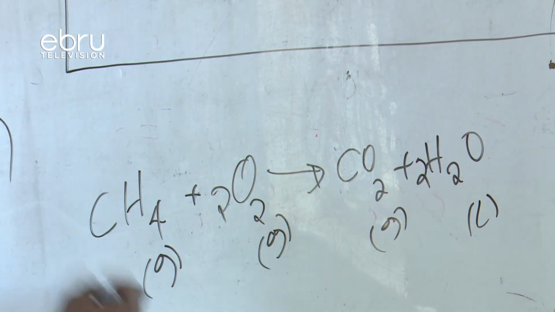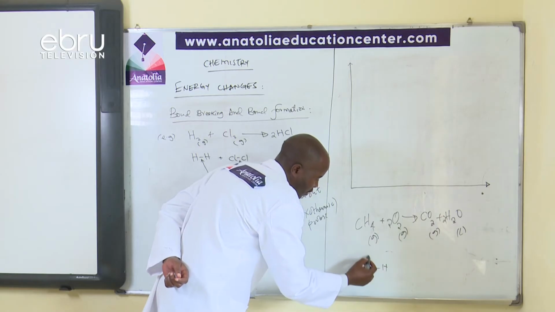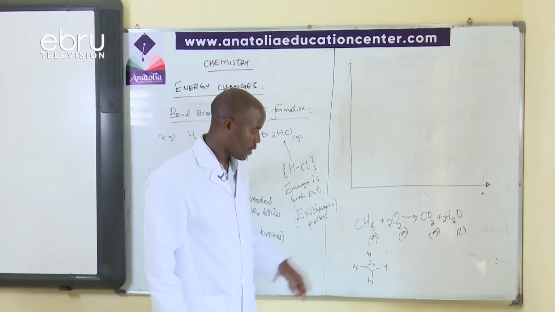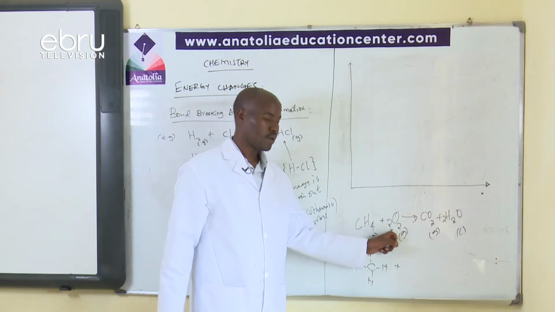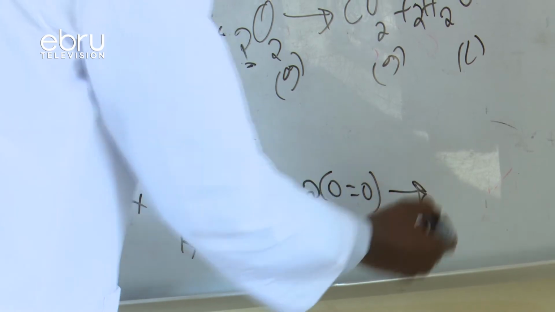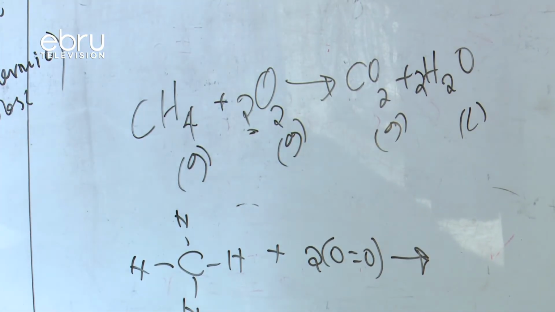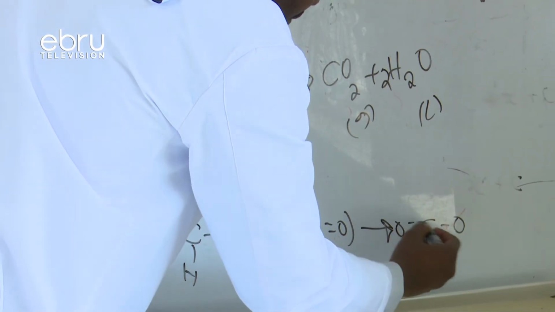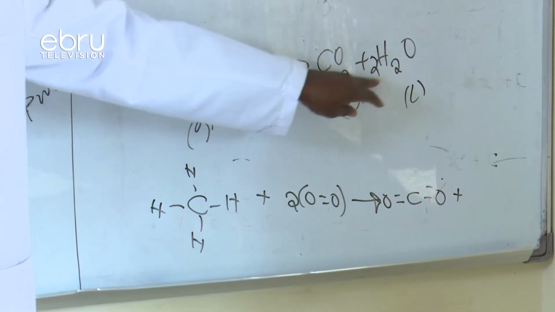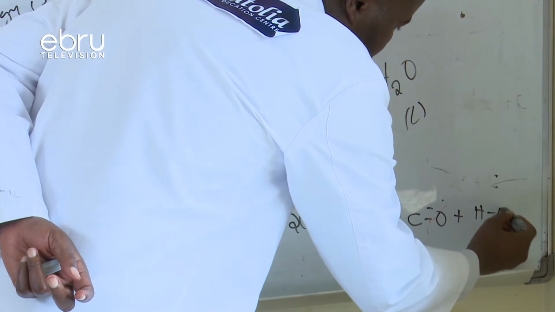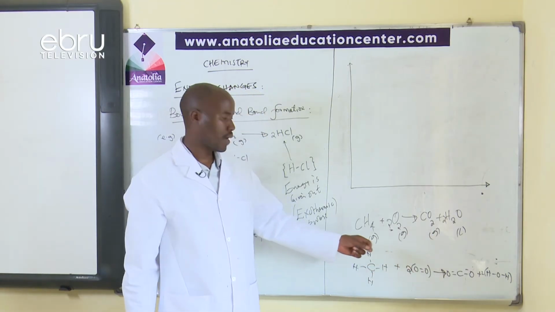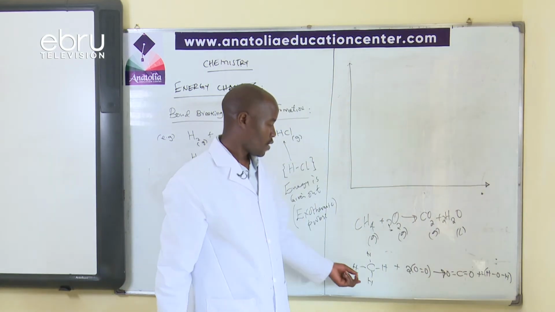Now, in this case, the bonds which we are breaking are 4 carbon-hydrogen bonds. So 1, 2, 3, 4, the 4 carbon-hydrogen bonds. Plus, we are breaking 2 oxygen bonds so that we form new bonds. And these new bonds are carbon-oxygen, carbon-oxygen. So you are going to have this one plus 2 water, or 2 hydrogen-oxygen bonds. So this is what is happening here: when we form new bonds, we have to break the bonds.